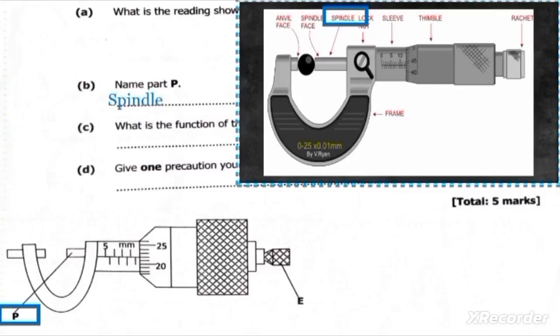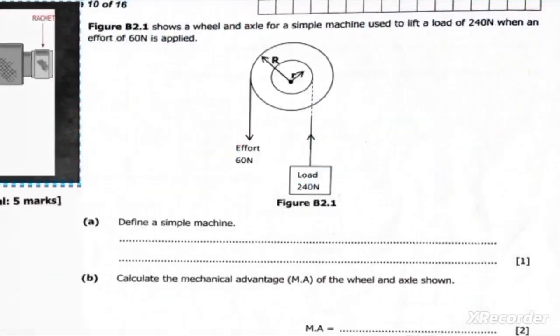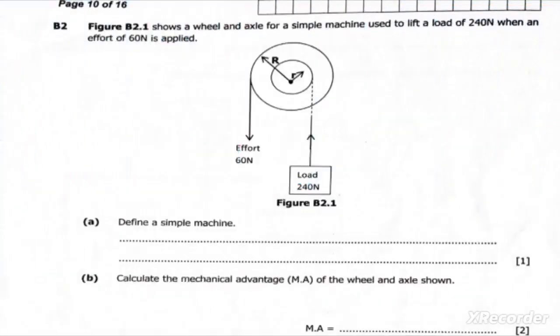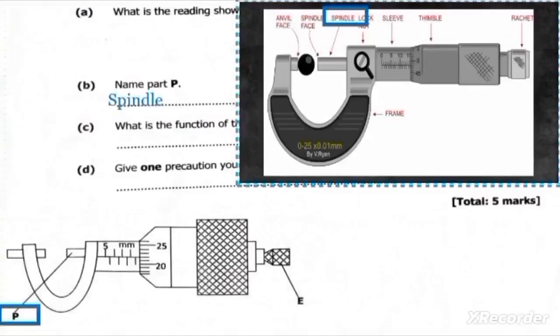Let us move to question C. What is the function of the ratchet? So the function of the ratchet is to ensure constant pressure is applied to attain accurate measurements.